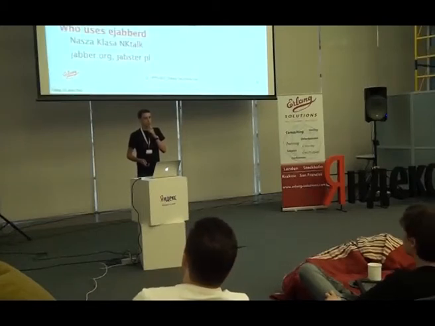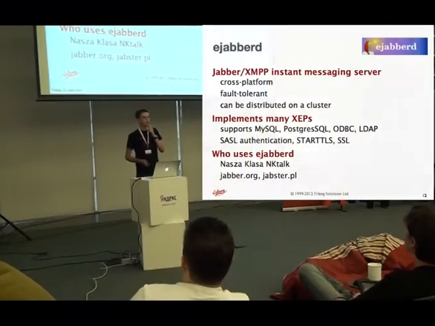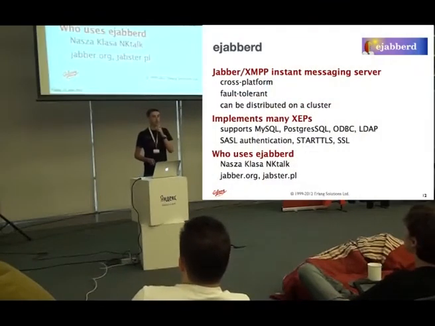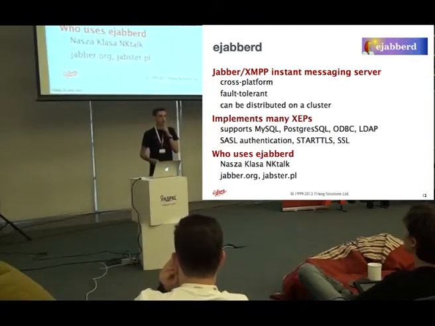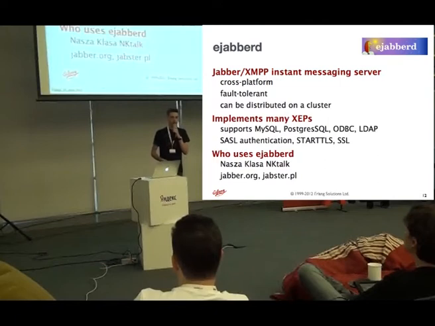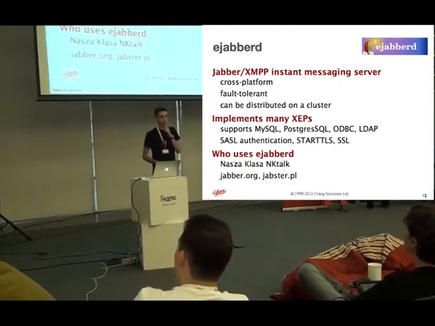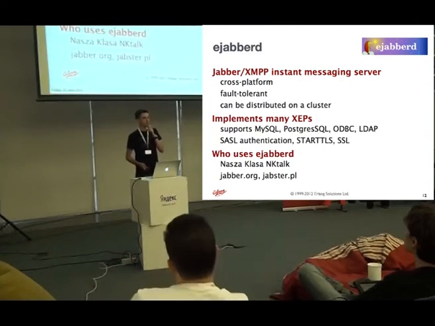There's a quite famous XMPP implementation in Erlang, eJabberD, which implements a lot of extensions, and it takes advantage of Erlang features like distribution, fault tolerance, cross-platform, and so on, which is why quite a few companies around the world actually adopt this. Here on my slide I just put a few, like Jabber.org, Jabster.pl, Asha Class, but there are quite a lot of others too.